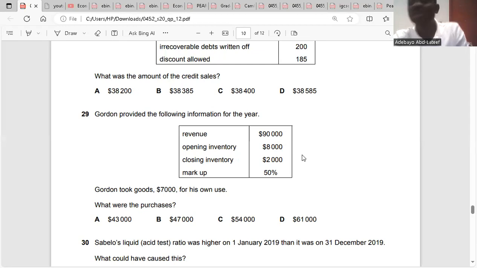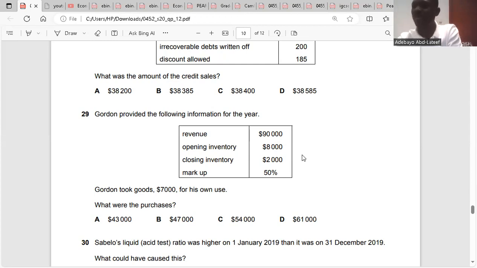So 8,000 plus 7,000 is 15,000. 15,000 minus your markup gives you your 30,000. So that gives us our gross profit. Gross profit minus sales is 60,000.